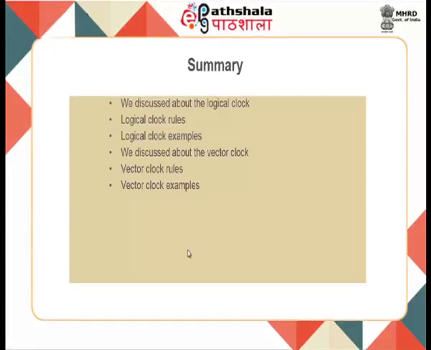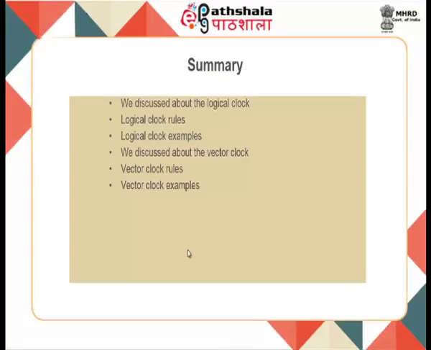So, in this module we saw that Lamport's logical clock is good, simple, we can easily implement it, but it provides only partial ordering of events, whereas vector clock, although it is a little more complicated in the sense that we have to do a little more complicated calculations, is able to completely order all the events.